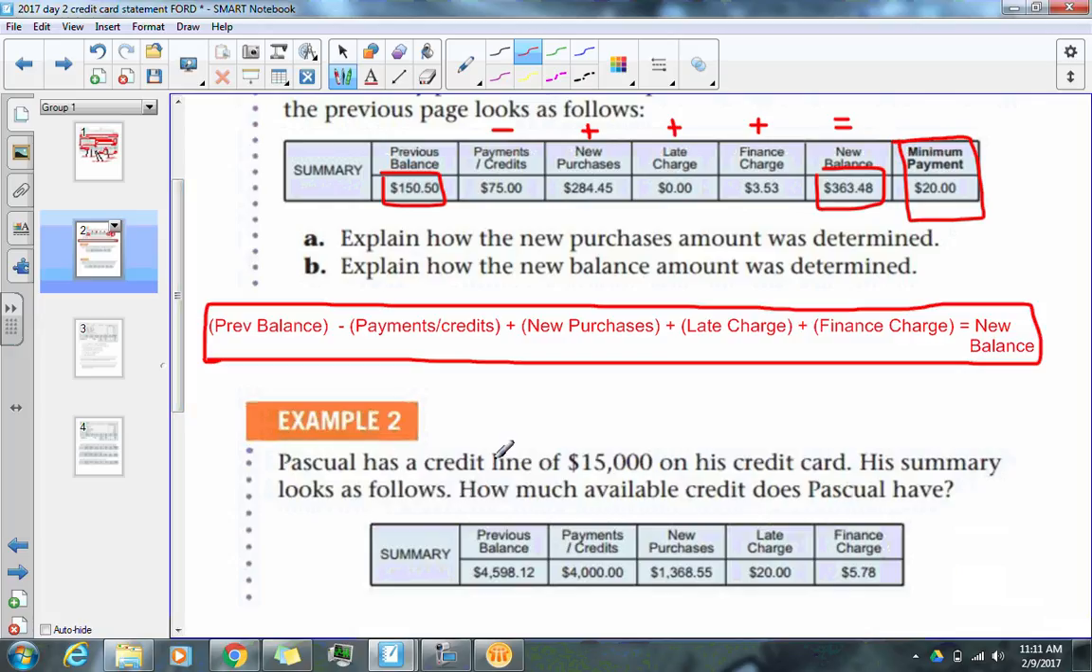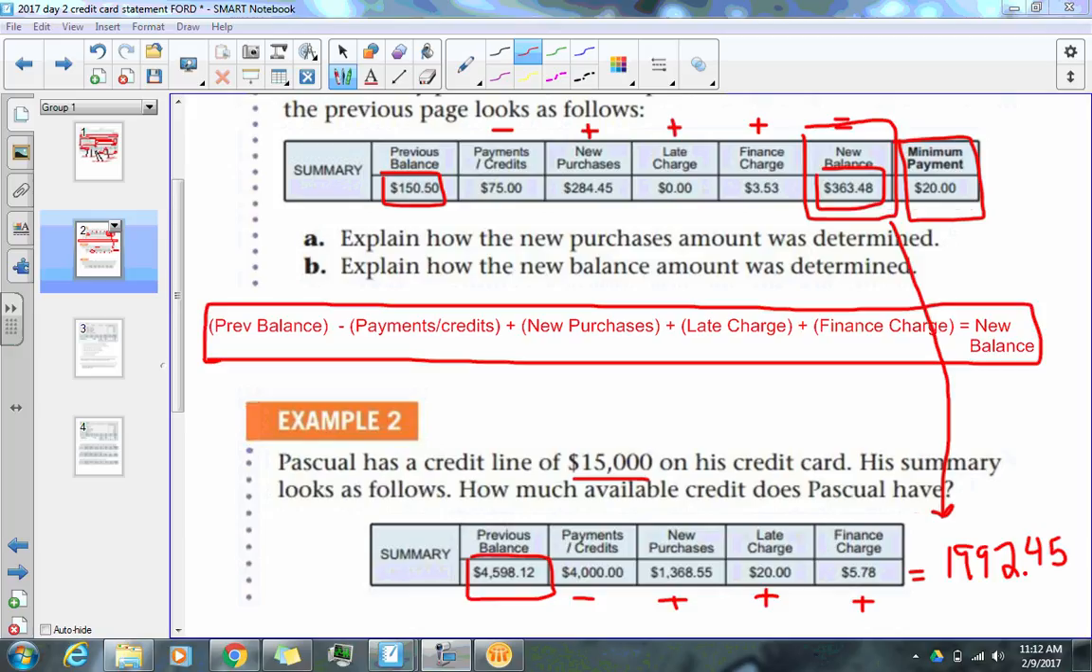Okay, this guy has a credit line of 15,000. We'll talk about that in a second. Now, starting with the previous balance, notice up at the top we have a problem with the new balance, but all of a sudden the new balance is not there. That's what we've got to figure out. So remember, starting with the previous balance, subtract the payments, add the new purchases, add the late charge, add the finance charge to get what it equals. And you get $1,992.45.